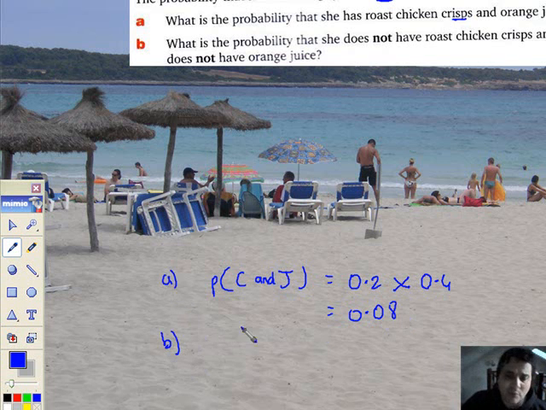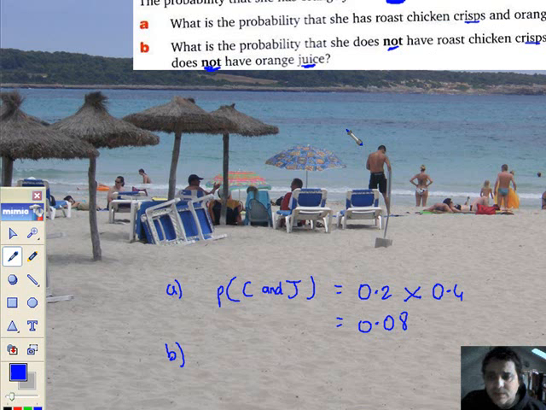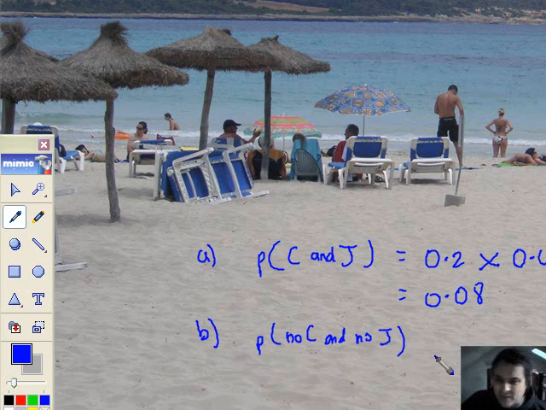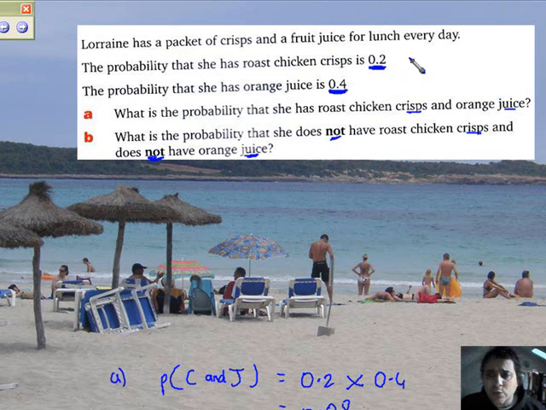Now part B is a little more complicated, so let's study it carefully. What is the probability that she does not have crisps and does not have juice? Okay, so no crisps and no juice. Alright, so let's take a look. Probability of no crisps and no juice. Again, in the exam you don't have to write that, just because I'm on the video now, I want you to see what I'm doing. Okay, the probability of having crisps is 0.2. Therefore, the probability of not having crisps will be 1 take away 0.2, which is 0.8. That is the probability that Lorraine does not take crisps to school.